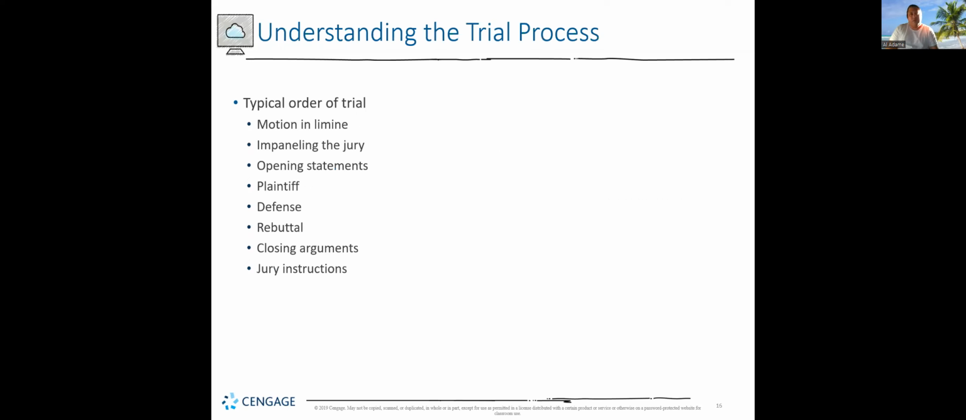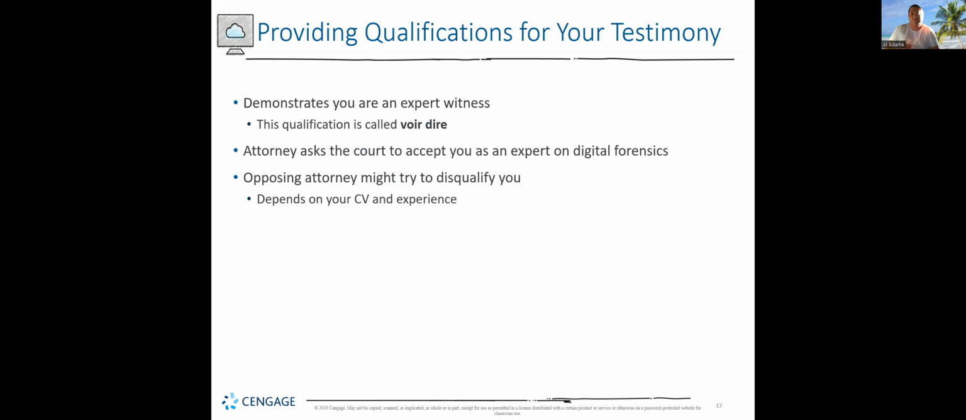Typical order of trial: impaneling the jury, opening statements, plaintiff, defense, rebuttal, closing arguments, jury instructions.